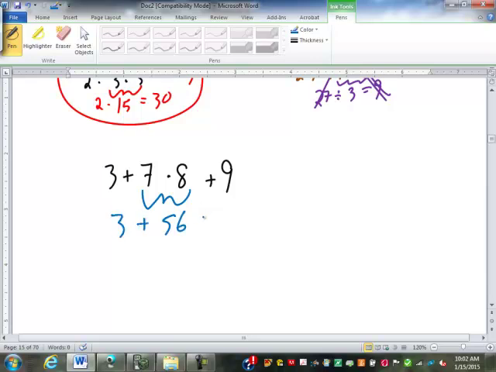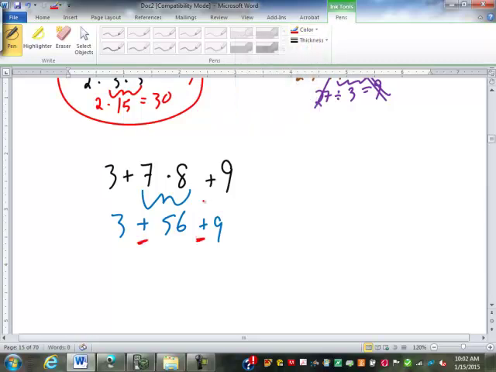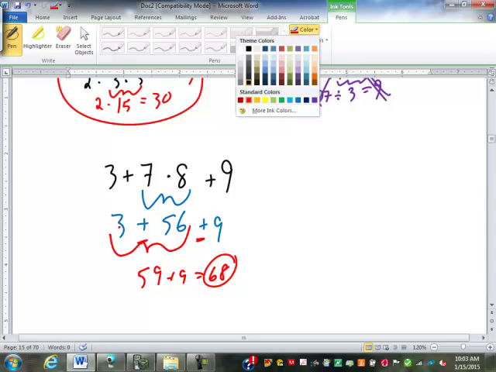Now we've got 3 plus 56 plus 9. Now at this point, it is all addition, so now it is associative. We could either do the 3 plus 56 or the 56 plus 9 first. But technically, it's more appropriate, if we can, to go left to right. 3 plus 56 is 59. Plus 9 is 68. Any questions?